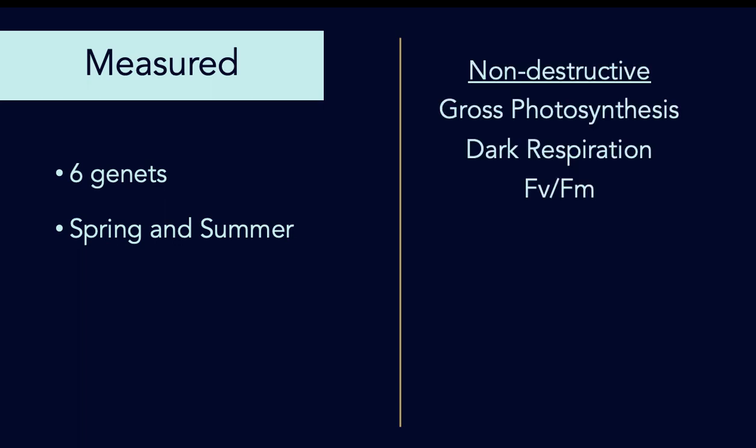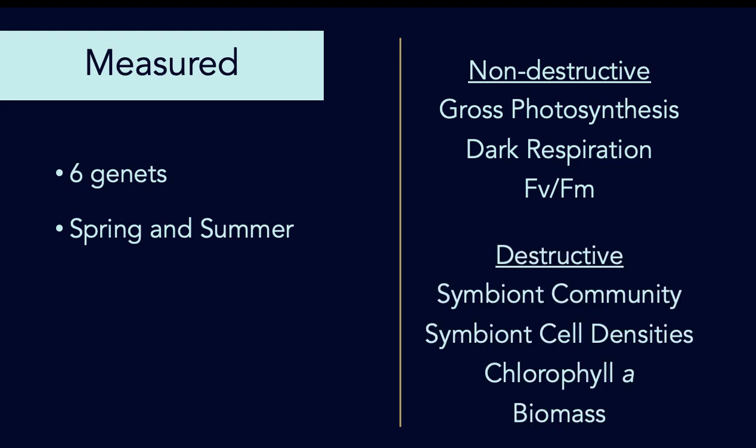And we're looking at non-destructive measurements. So these are the ones that are commonly done because they don't affect the corals too much. They include things like gross photosynthesis, dark respiration, and Fv/Fm, which is looking at the electron transport chain in relation to the light reactions of photosystem II. We also did destructive measurements, which looked at symbiont community analyses. We had symbiont cell densities, chlorophyll a within symbiont cells, so we're using symbionts as a proxy there. And then we looked at total biomass of the host.